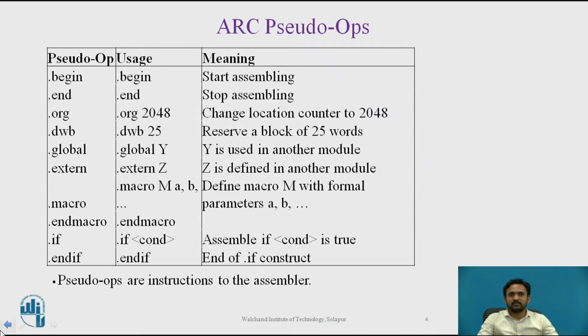And the next, the .global and .extern pseudo ops deal with names of variables and addresses that are defined in one assembly code module and are used in another. The .global pseudo op makes a label available for use in other modules. The .extern pseudo op identifies a label that is used in the local module and is defined in another module.